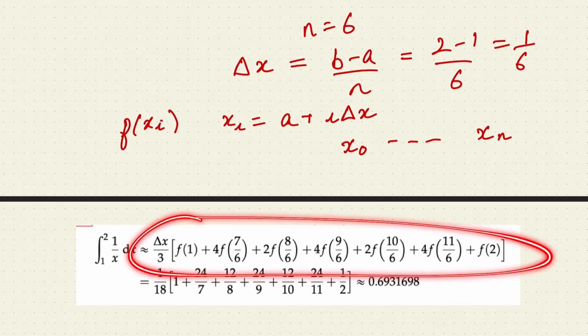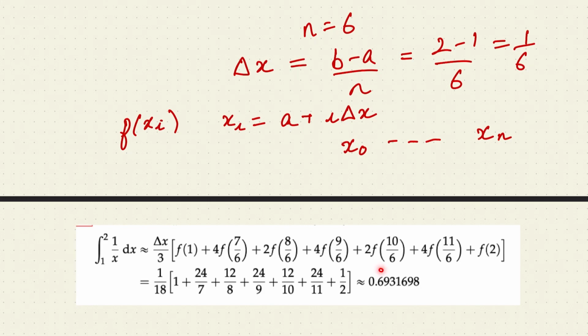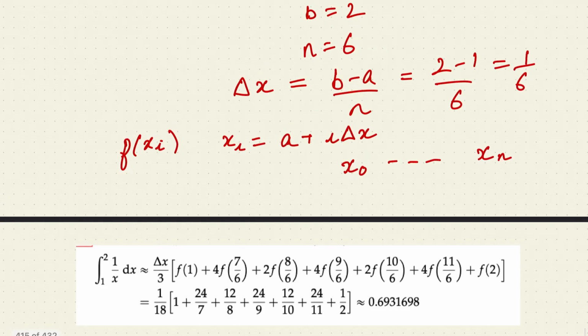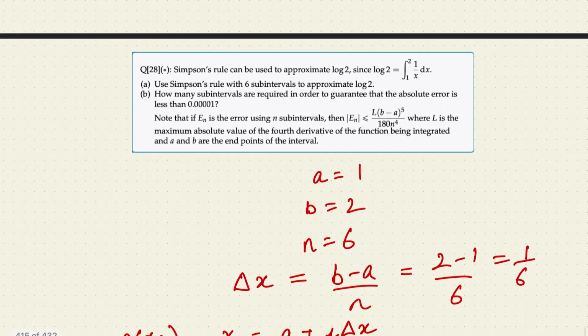And if you solve this expression over here, you'll approximate your log 2 to be this value over here, which would be using Simpson's rule and not using the theoretical integration that we already know, right? So I hope that makes sense. Now let's move on to the next part.